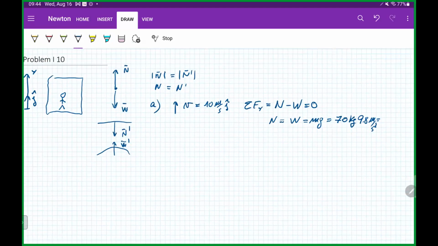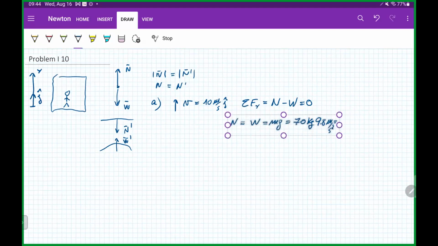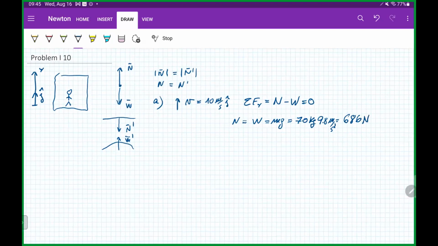and that's giving us 686 newtons. Okay, so N, that's the magnitude of the normal, and then we can say that the normal is equal to the magnitude of N prime, so N prime is equal to 686 newtons. Any questions about that one?